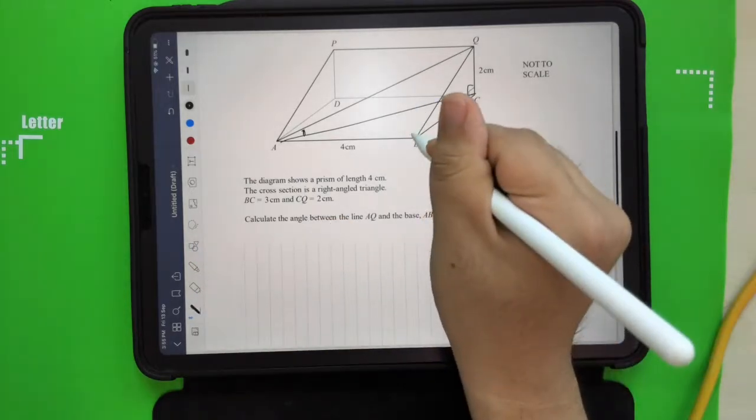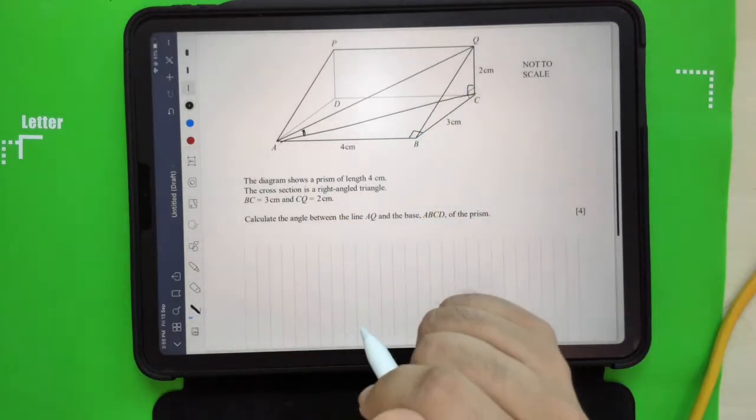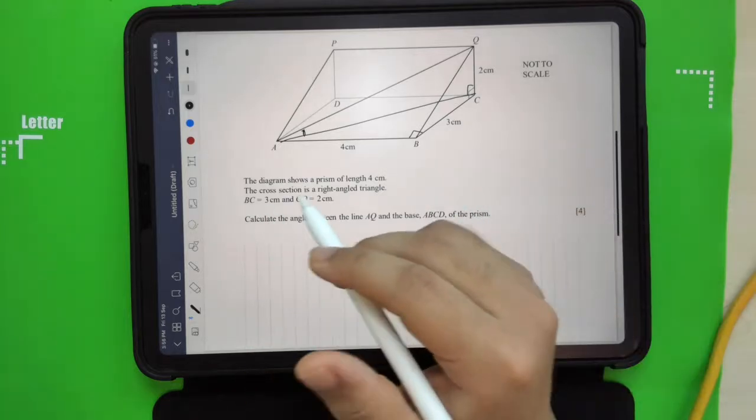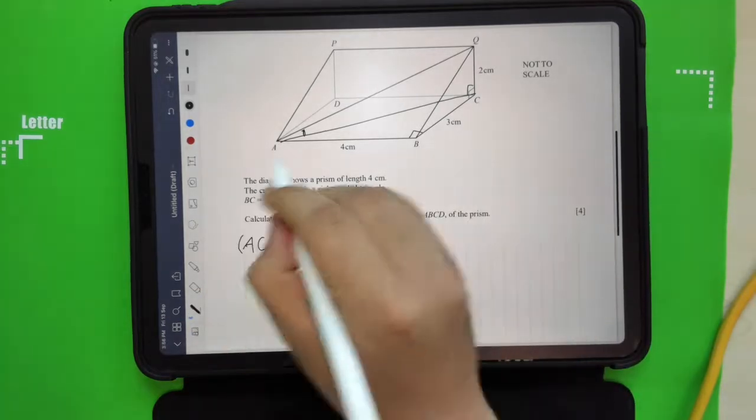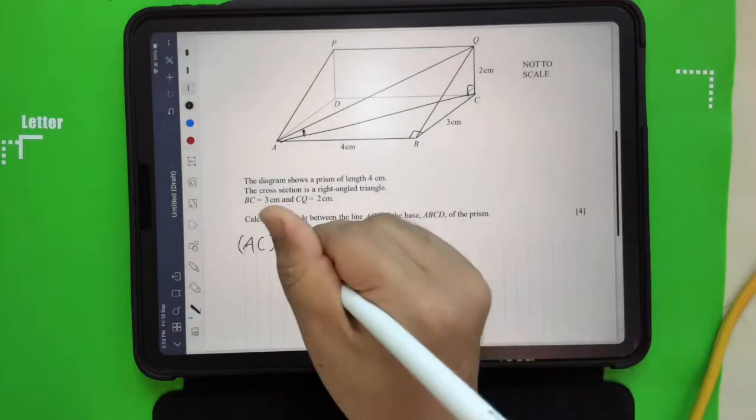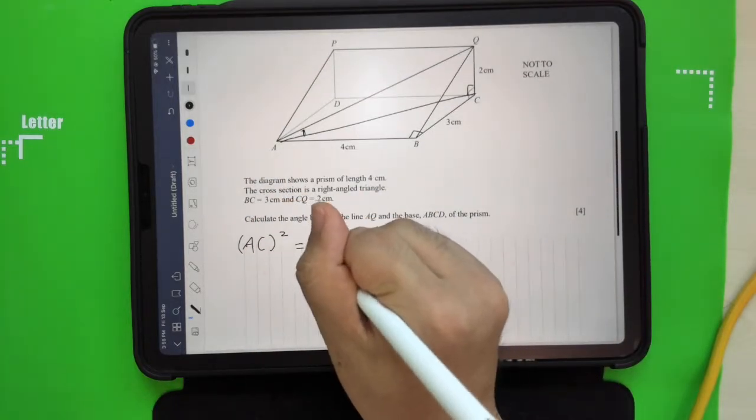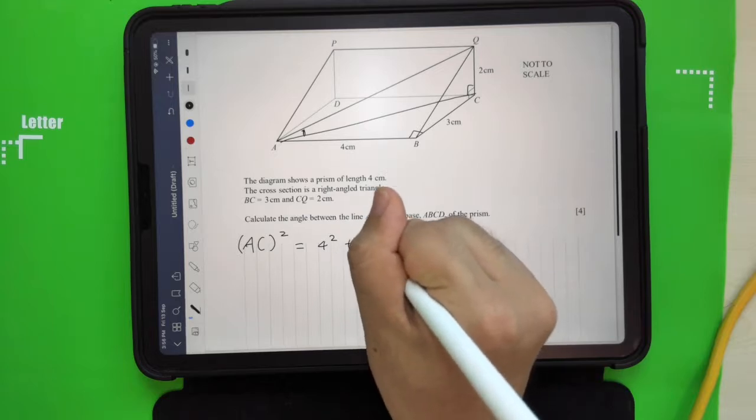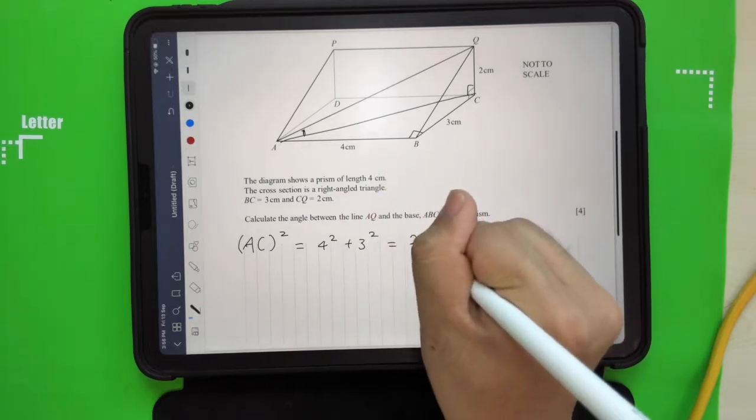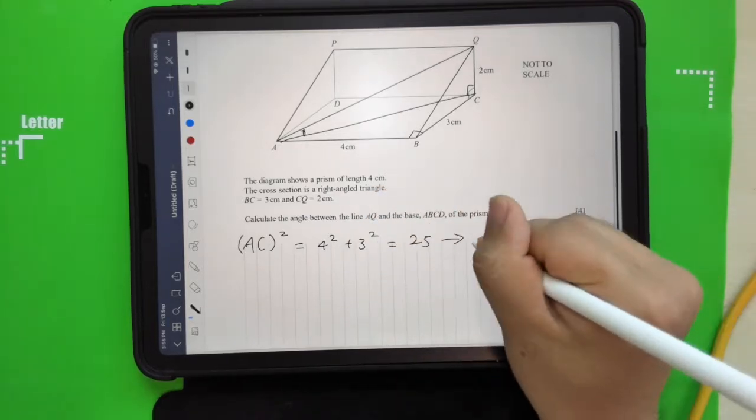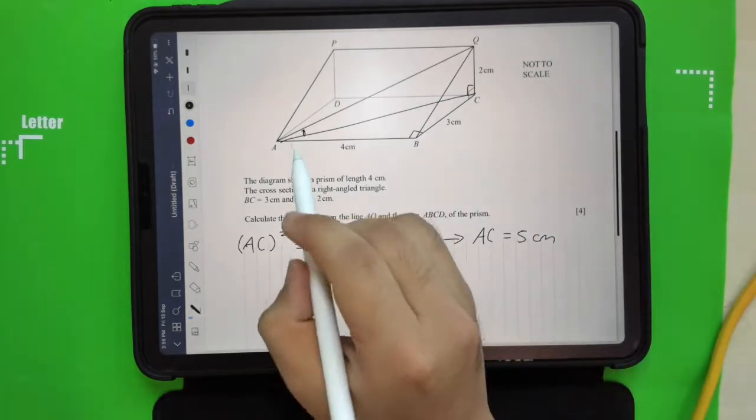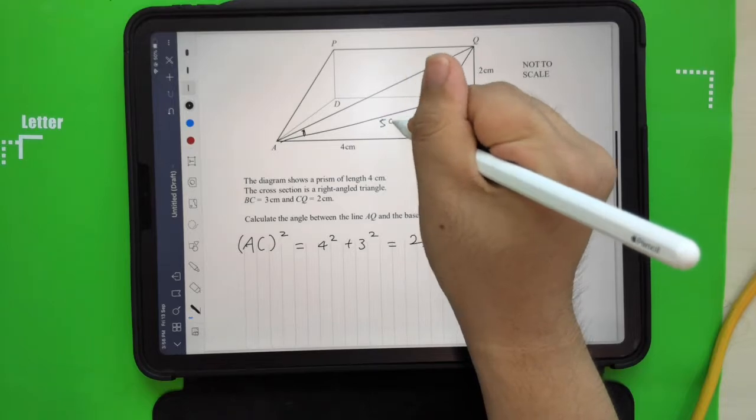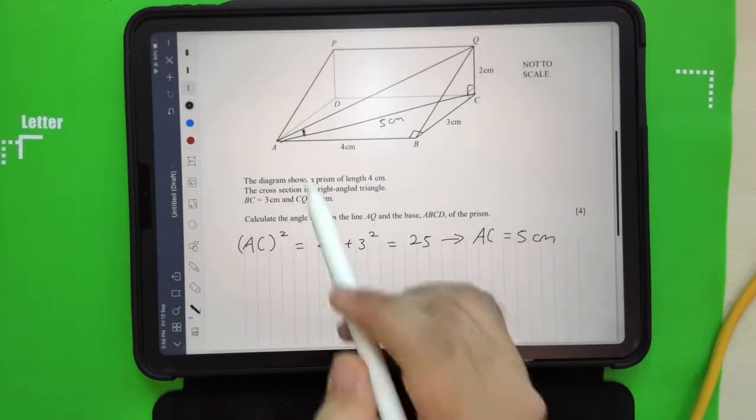We know that this here is 90 degrees actually. By using that, to find the length AC, we know that AC squared, the hypotenuse of the triangle ABC, equals 4 squared plus 3 squared, which equals 25. So that gives us AC equals 5 centimeters. So we know that the length here is 5 centimeters. Now we're ready to find the angle here.